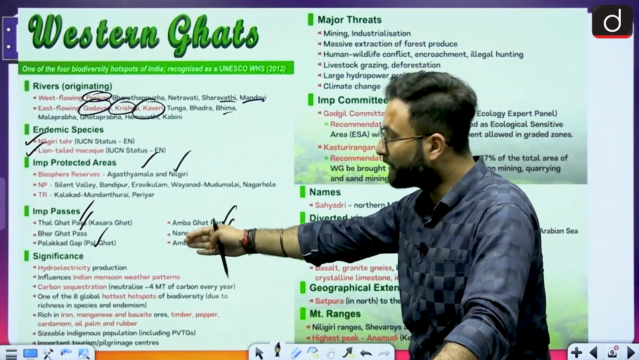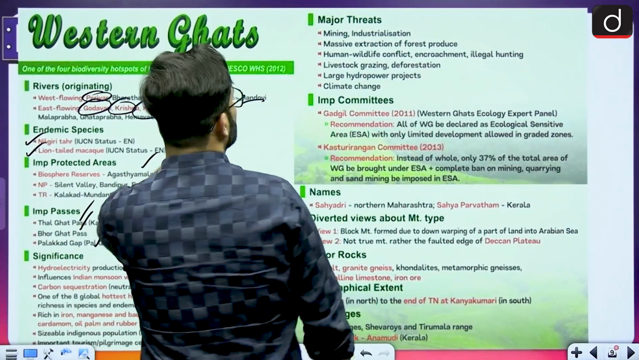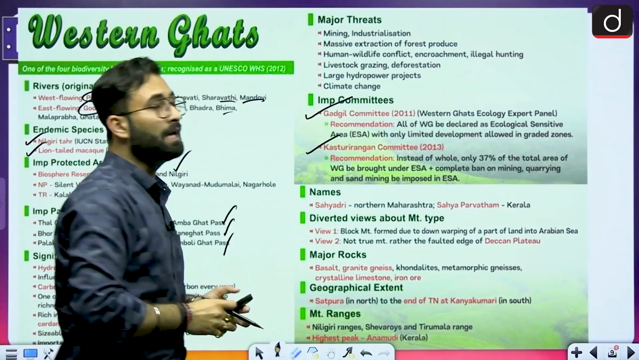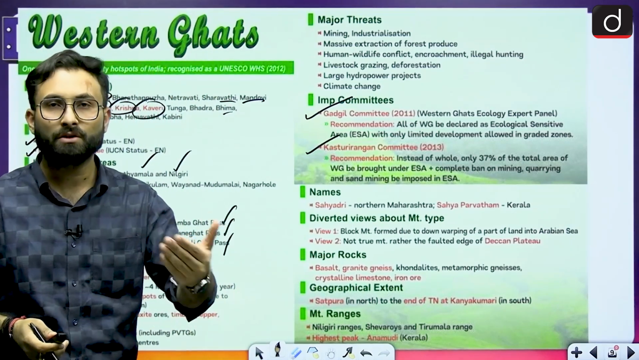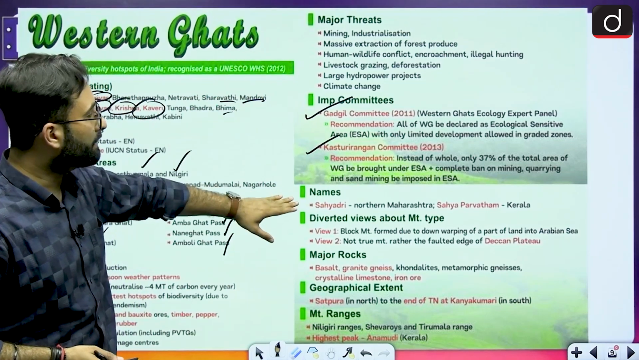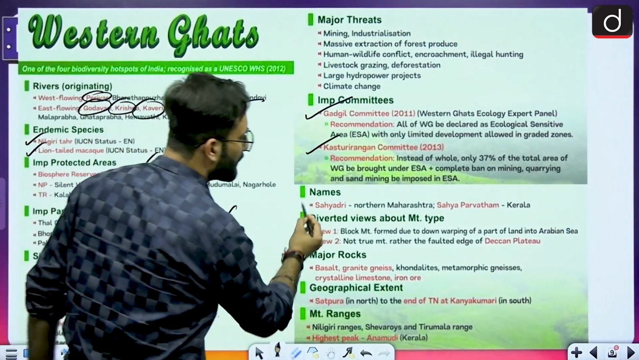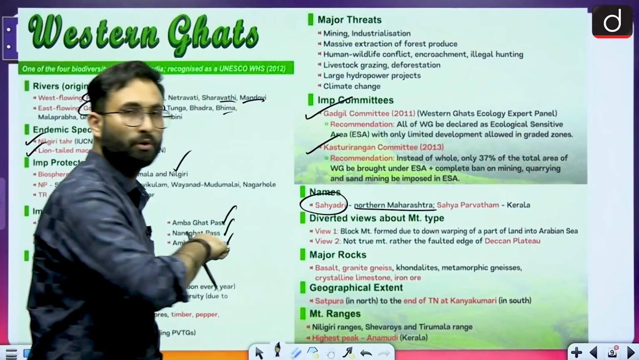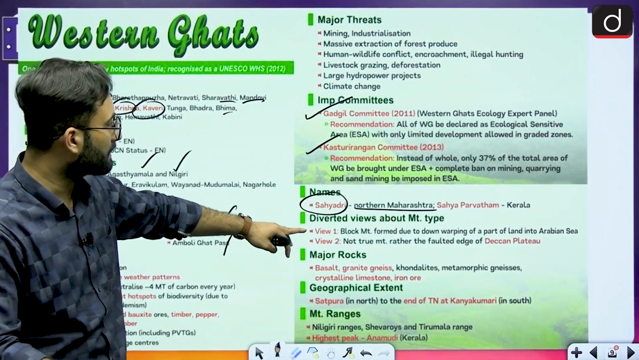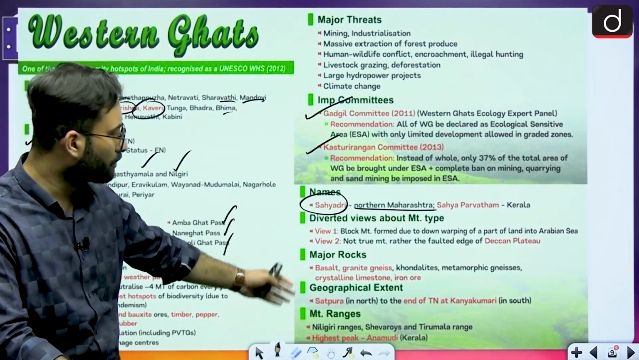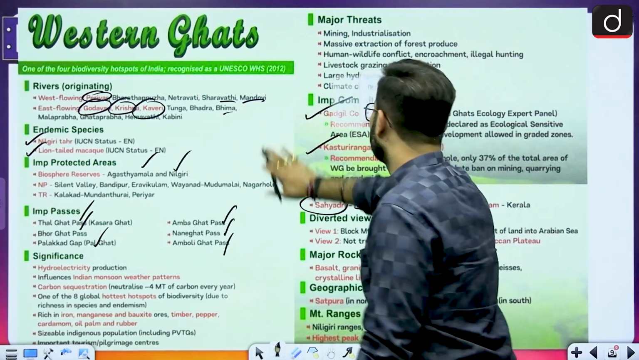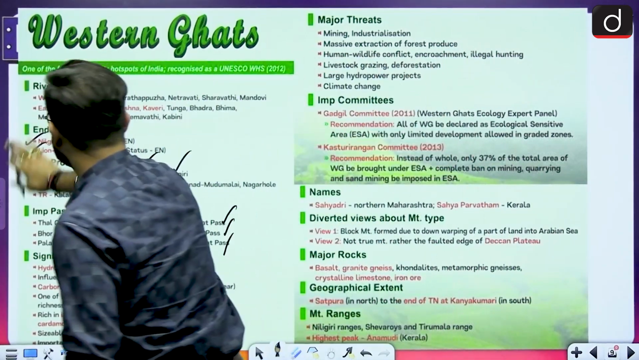If we talk about the significance given over here, some of the important committees are the Gadgil committee and the Kasturirangan committee, which talk about the eco-sensitive region of the Western Ghats. So you should go through this as well. Major threats are given, and different names are there. That is Sahyadris, in northern Maharashtra, I have told you already. Sahya Parvatam, that is in Kerala, in the southern part of the Western Ghats. And other than that, you can go through this particular slide over here. If you want to take a screenshot, you can take it, because that can be important.